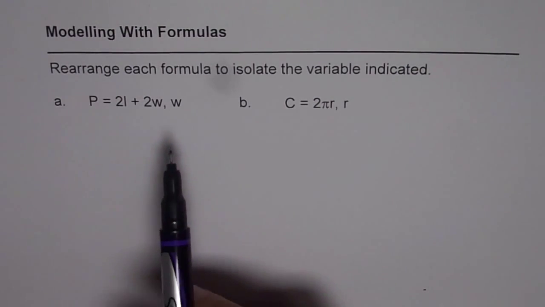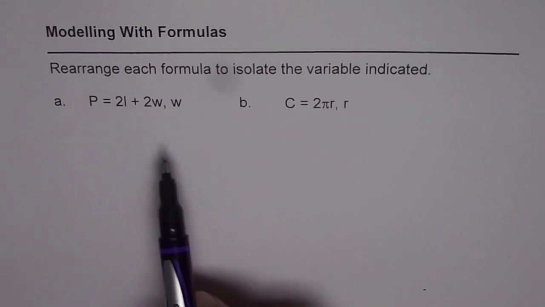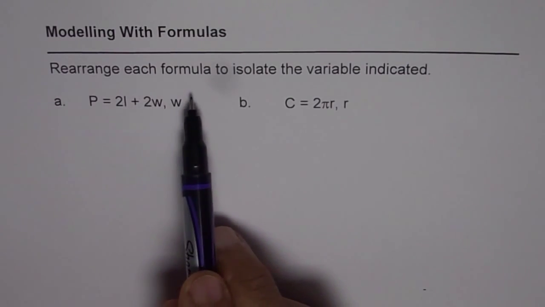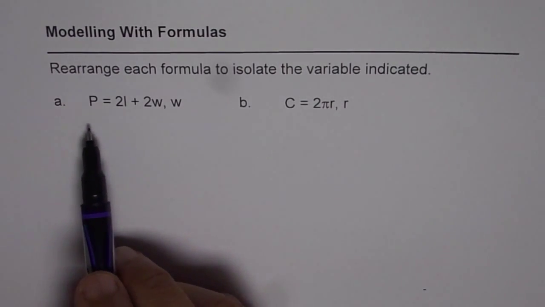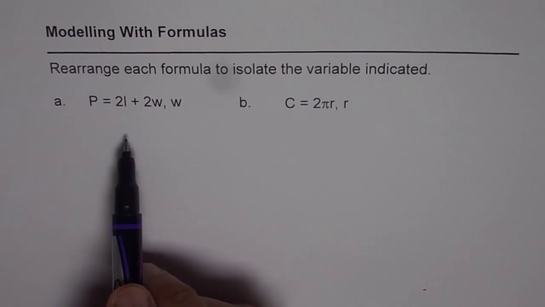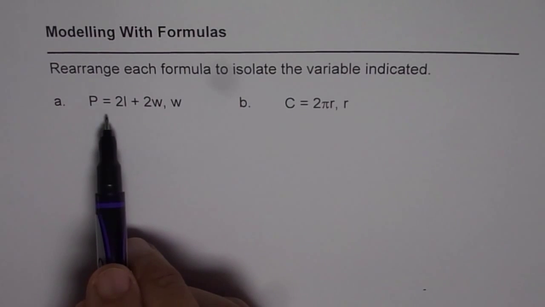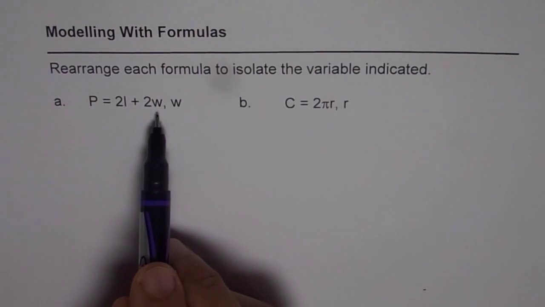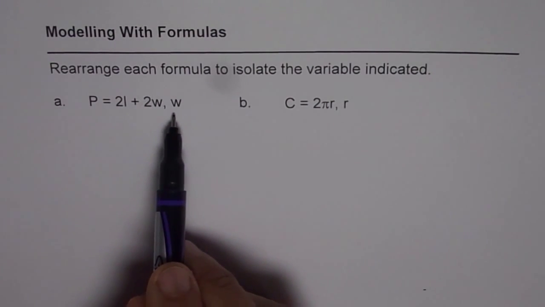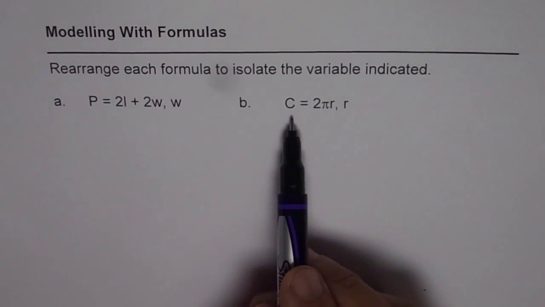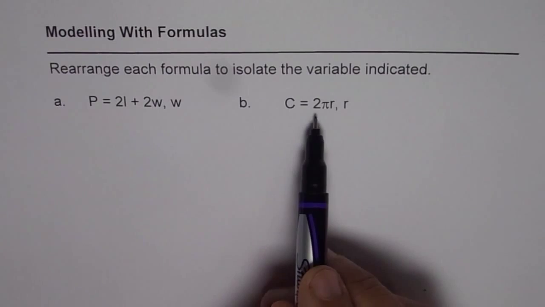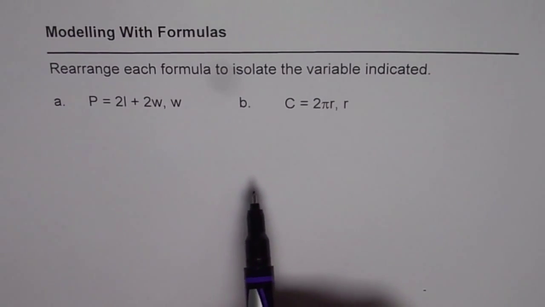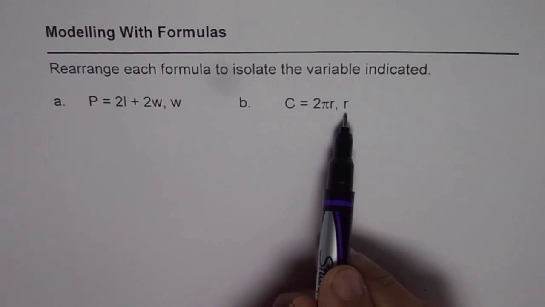So in this video, we'll discuss two formulas. The question is, rearrange each formula to isolate the variable indicated. First one is the perimeter of a rectangle, where perimeter is equal to twice length plus twice width. We need to isolate width. The second one is the circumference of a circle. C, the circumference, is equal to 2 pi r, where r is the radius, and we need to isolate r.